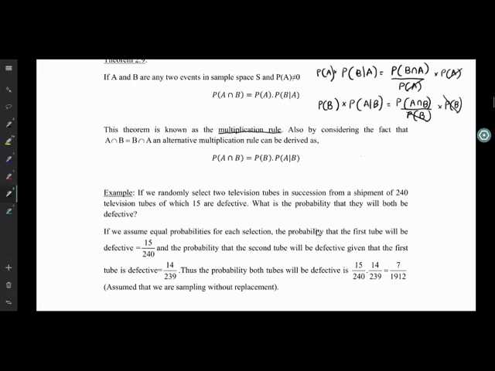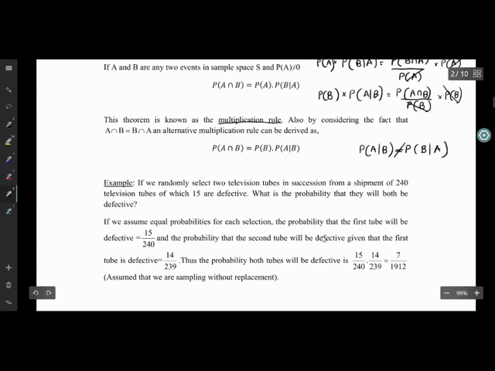Something you should remember: the probability of A given B is not the same as the probability of B given A. They are not equal. Although the probability of A intersection B is the same as the probability of B intersection A, when it comes to conditional probability, you can clearly see that they are not equal.